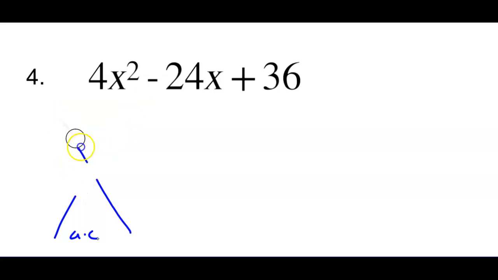I can take a number out of there. I can take a 4 out of both of those. Or all 3 of those, right? Look, I can divide all 3 of those by 4. So I have 4 on the outside.